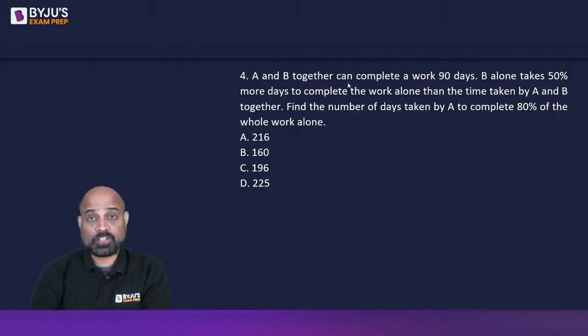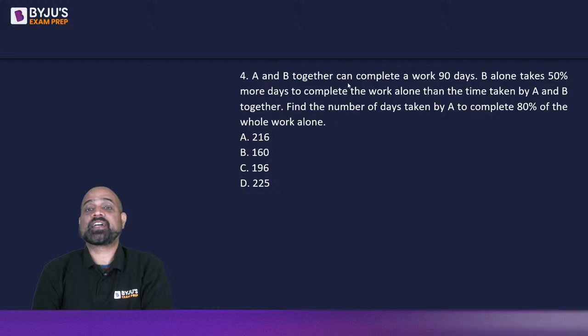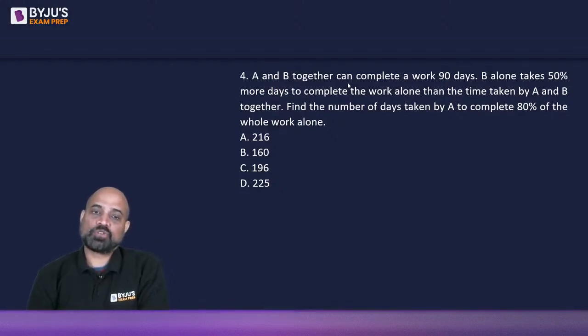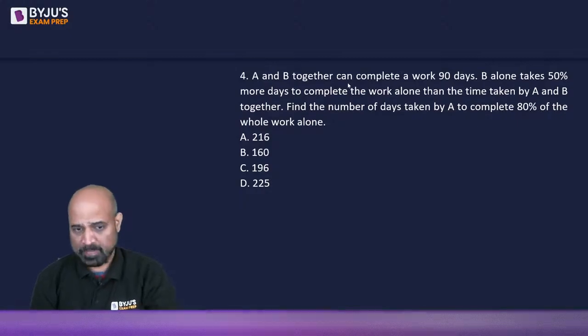Next, time and work question. A and B together can complete a work in 90 days. B alone takes 50% more days to complete the work alone than the time taken by A and B together. Find the number of days taken by A to complete 80% of the whole work alone. So 80% जो होगा वो D नहीं हो सकता. It can be one of A, B, C.